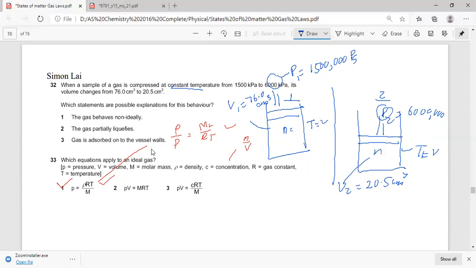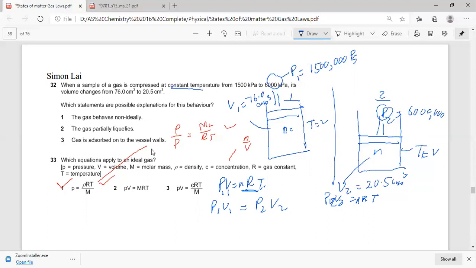So you can find out PV. Remember, PV equals nRT. If they're not the same, that means non-ideal. Here temperature is the same, here also the same. So P1 V1 equals nRT, and P2 V2 equals nRT. So P1 V1, is it equal or not? You'll find it is not equal.